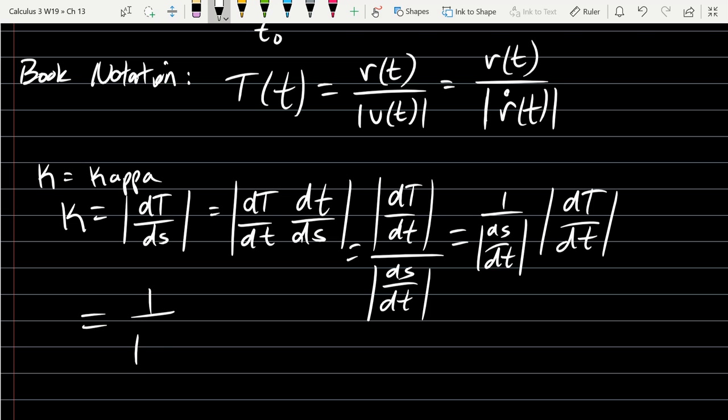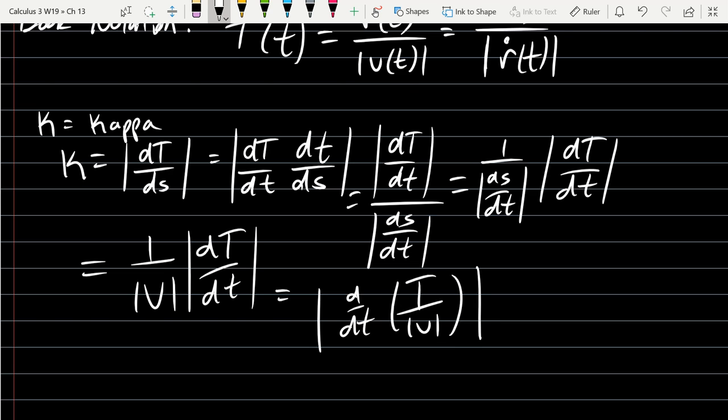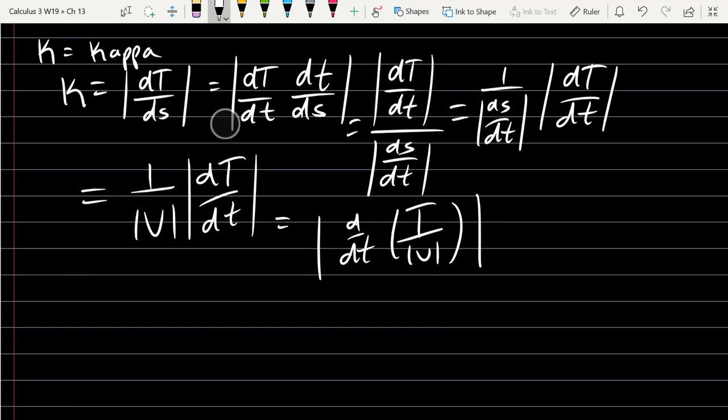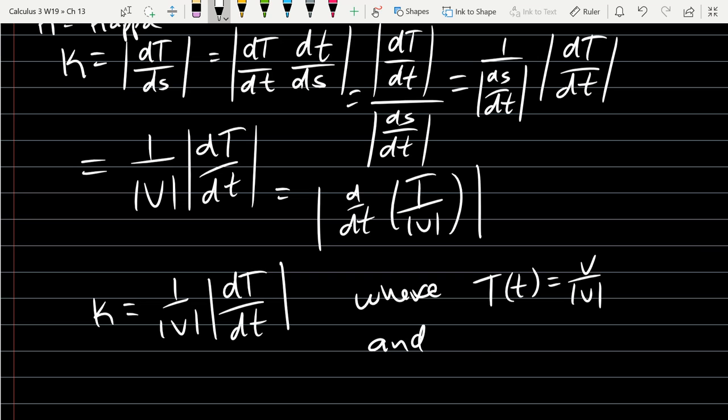And we can write that as 1 over magnitude V times d big T over dt, which we could again write as d big T over dt magnitude over magnitude v. All right, so there are a lot of equivalent ways to write this. What way should you use? We'll put this in a box. We'll go with curvature is 1 over magnitude of velocity times the magnitude of d big T over dt, where T of t equals v over magnitude v. And of course, v is r dot t.